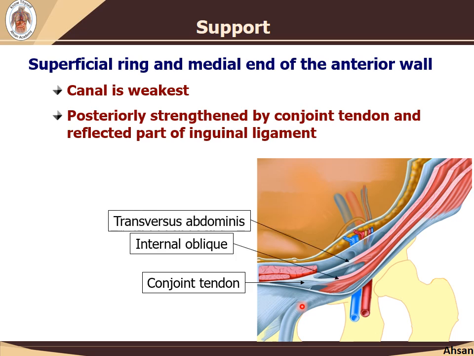These are oblique fibers. This is the internal oblique, and this one is the transversus abdominis fiber. So any structure pressing from behind cannot enter the superficial ring directly because of the presence of this one.